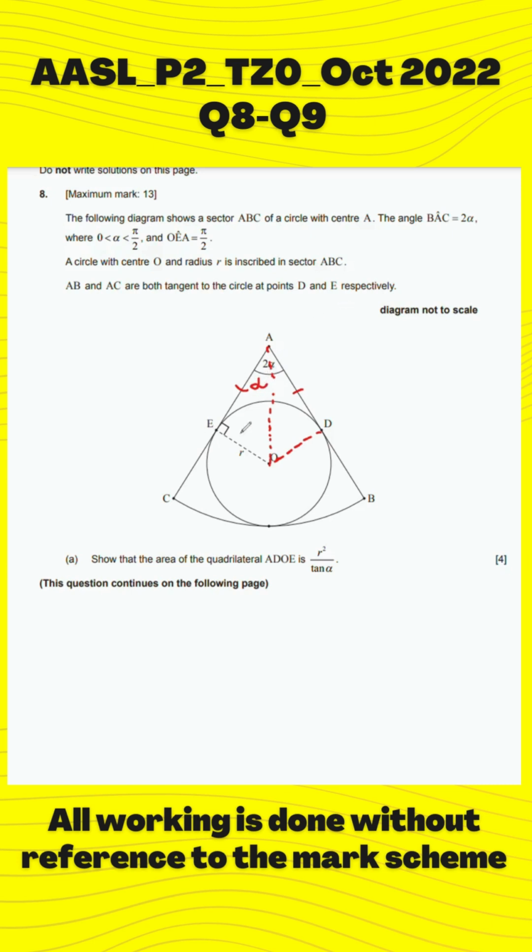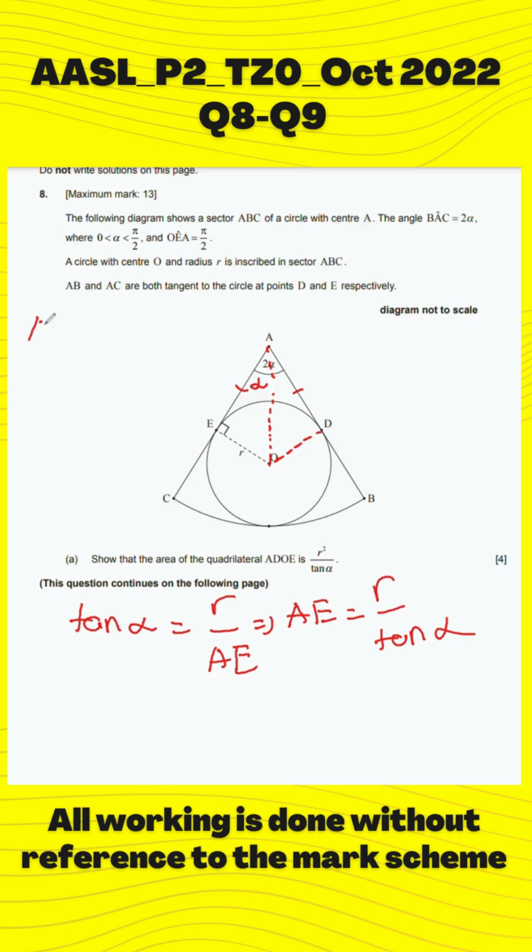Okay, so let's consider a right triangle AEO. We have that tan of alpha will equal the opposite, which is R, divided by the adjacent, which is AE. So from that, AE will be R divided by tan of alpha.